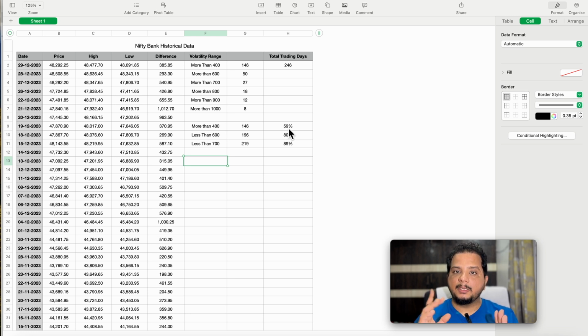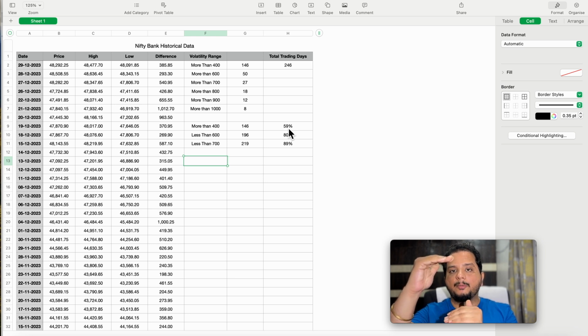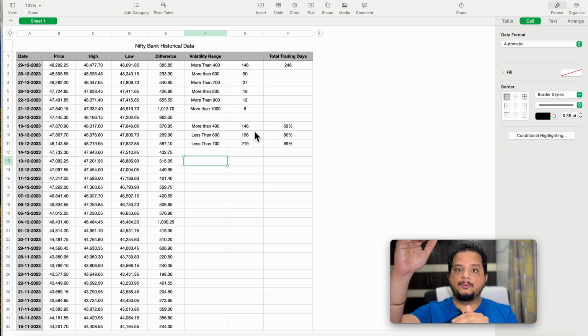So 60% of the time, the market is trading over and above the 400 volatility range. That means 6 out of 10 times the market is trading between 400 points, high to low. Closing can be different, try to understand. This is not about the close. The market can open here, reach the 400 points, come down and close somewhere around 200 points.